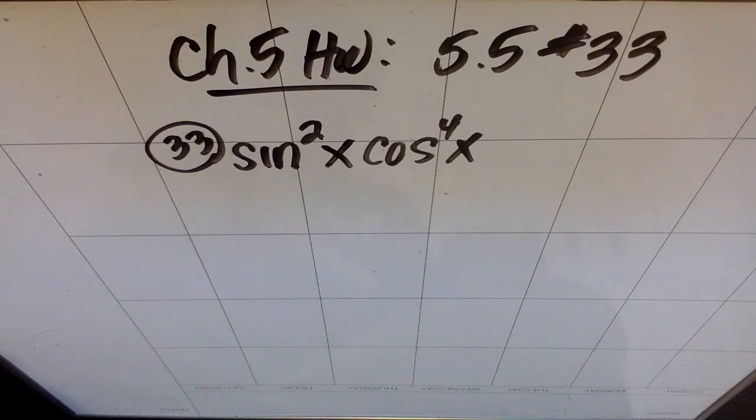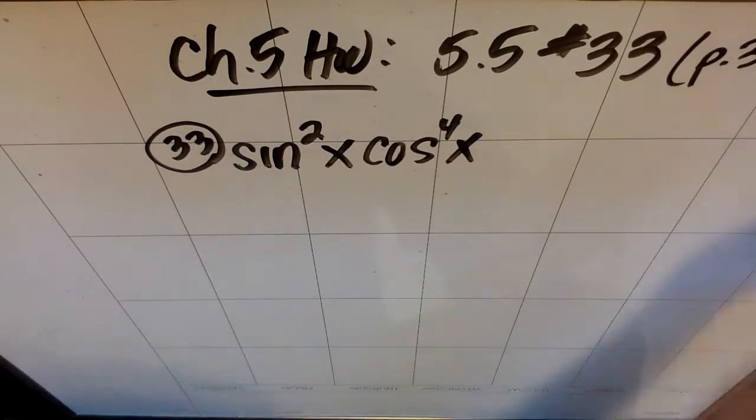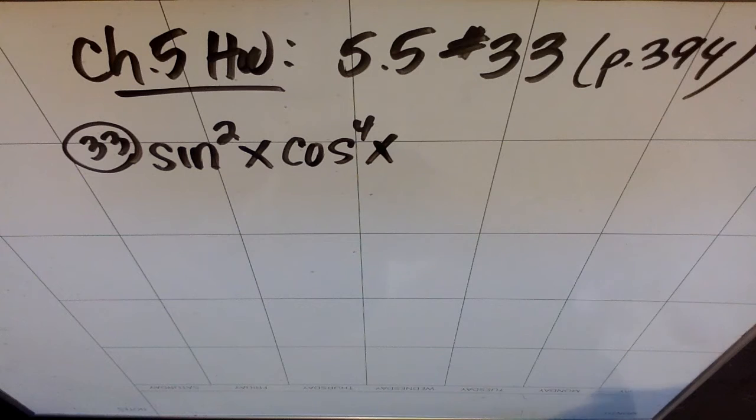This is a Chapter 5 homework review problem. This is from 5.5, number 33, which is on page 394. So, page 394 in the pre-calc textbook, if you care. All right, so in number 33, we are asked, use the power-reducing formula to rewrite the expression in terms of the first power of cosine.